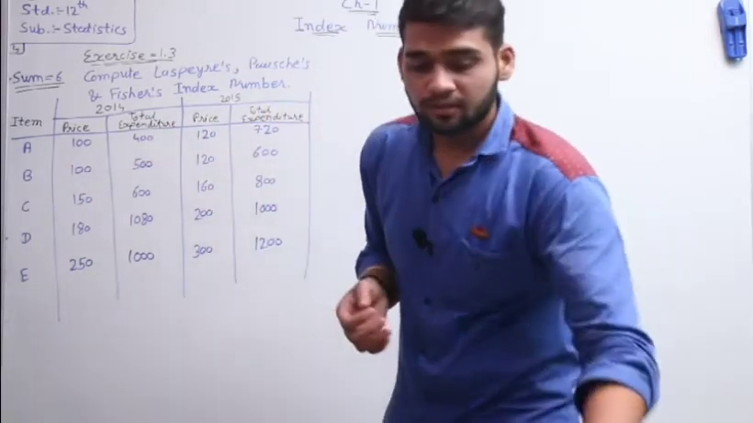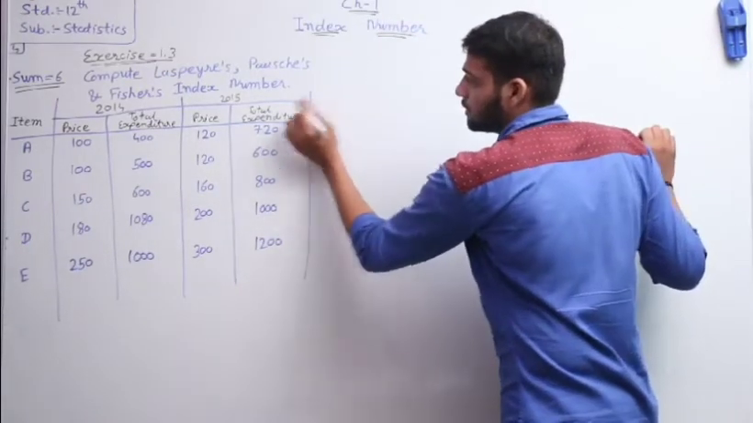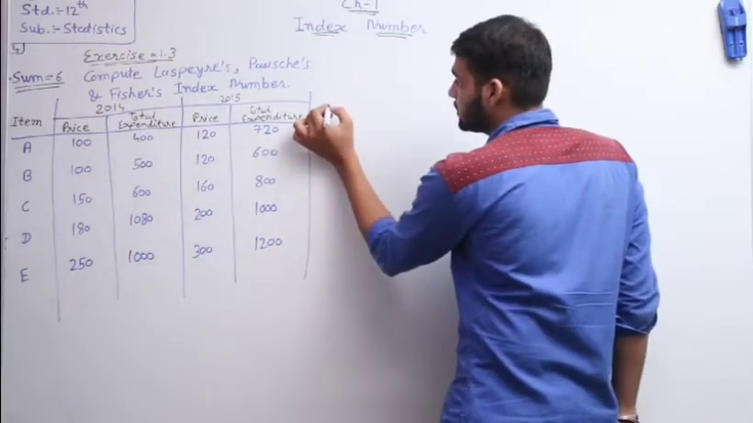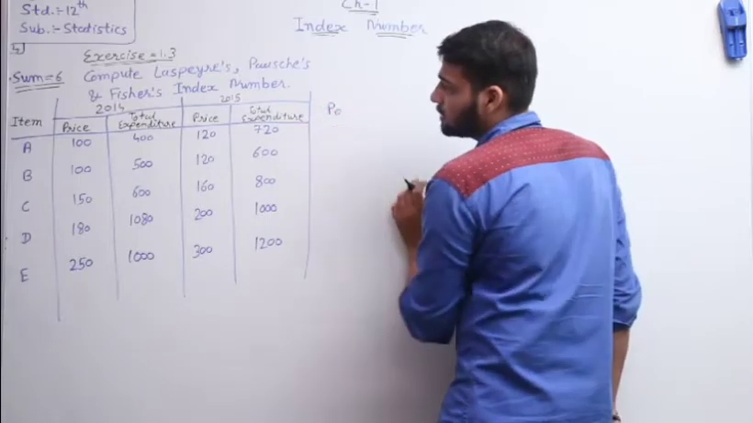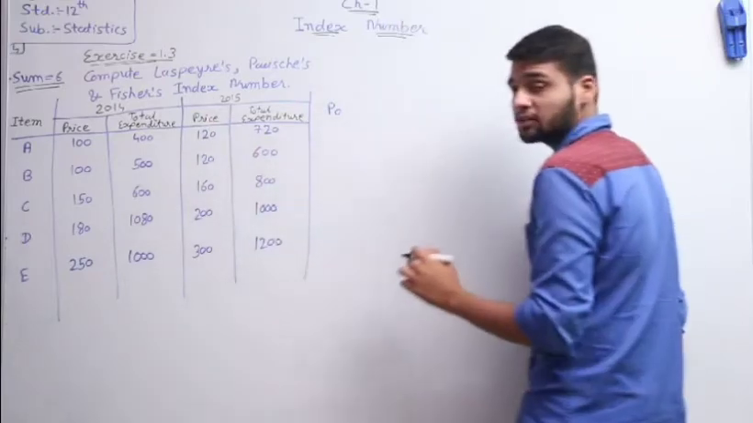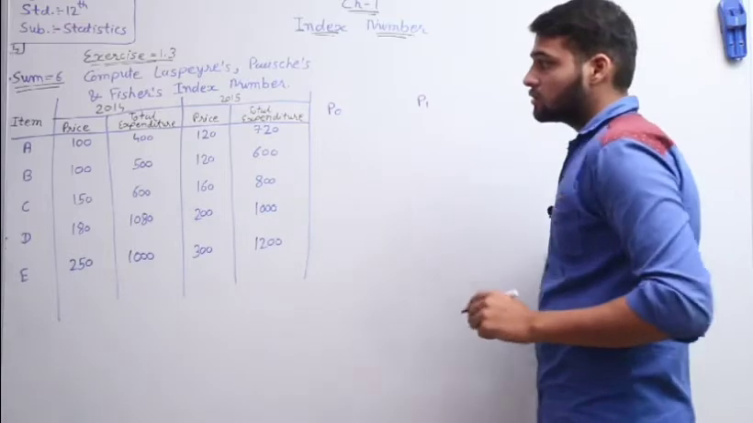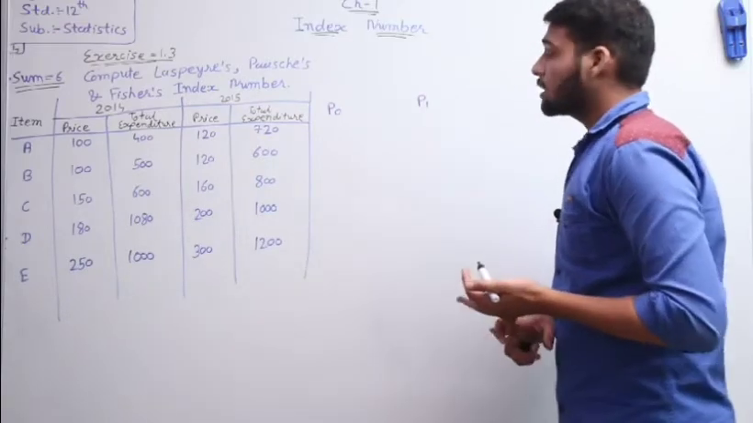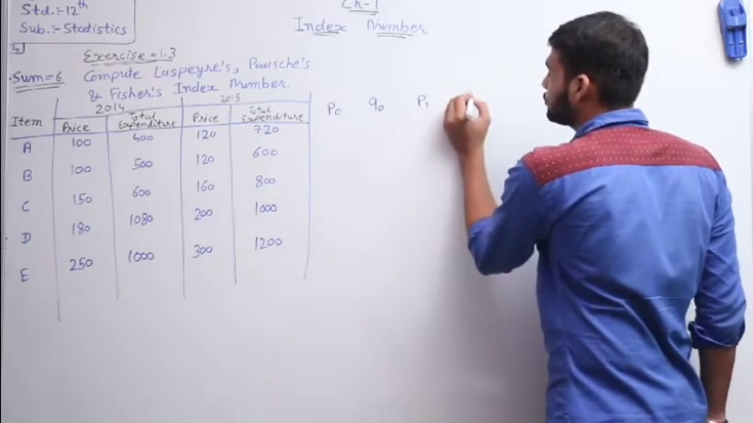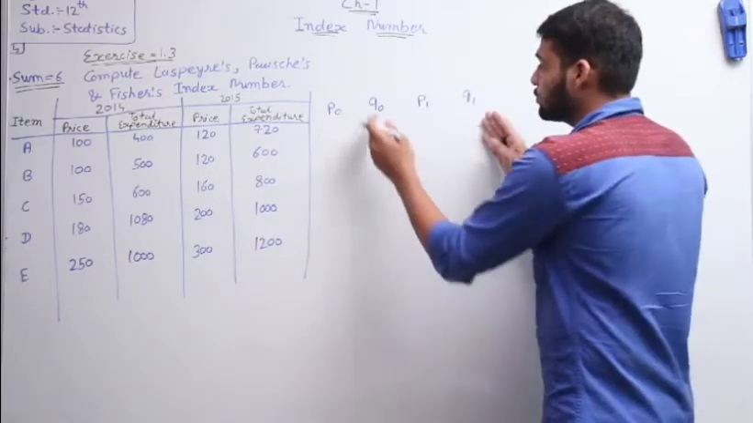First of all, we have the price for the year 2014, that is our P0, and we do not need to prepare the total expenditure column. Then the price for the year 2015, so here P1 is given. Which two columns are missing? Q0 and Q1, both columns are missing in this sum. So now we find both columns.